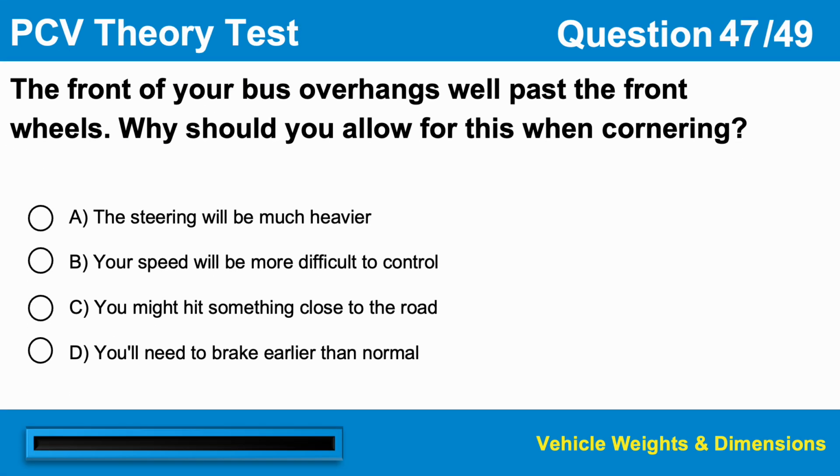Question 47. The front of your bus overhangs well past the front wheels. Why should you allow for this when cornering? A. The steering will be much heavier. B. Your speed will be more difficult to control. C. You might hit something close to the road. D. You'll need to brake earlier than normal.